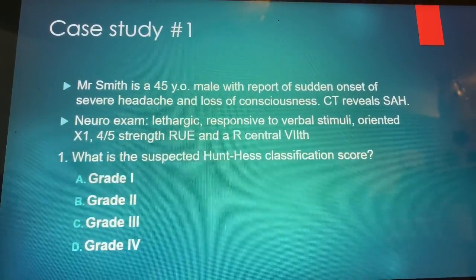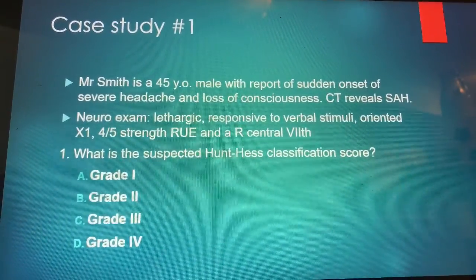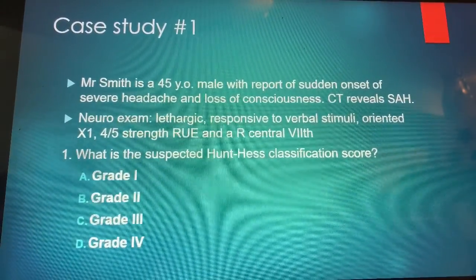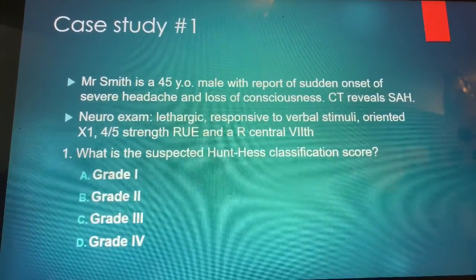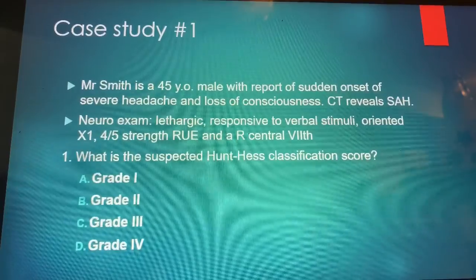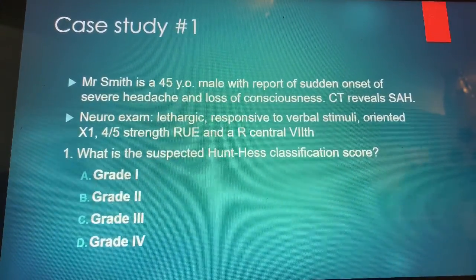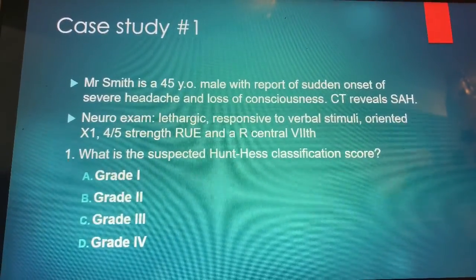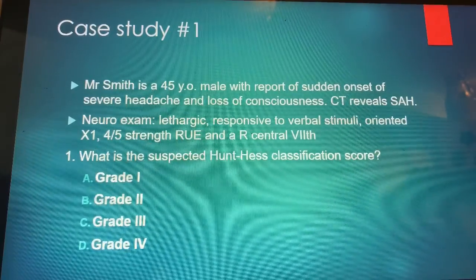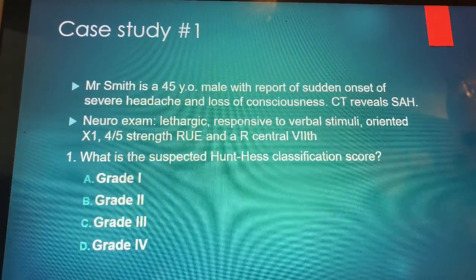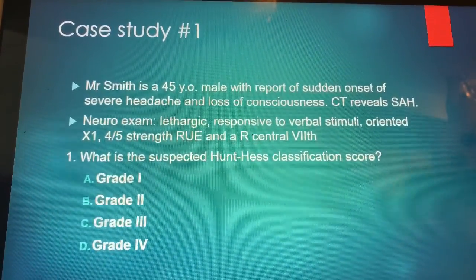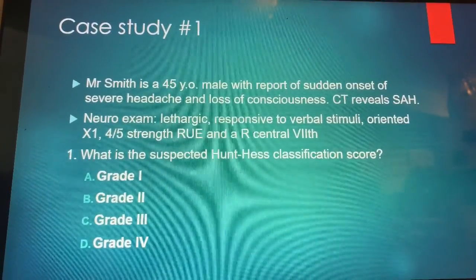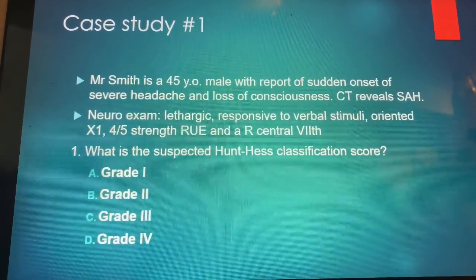All right, so turn to your partner and let's think about this. You can go back and review the Hunt and Hess and Fisher grade classification scales. What do you guys think is his Hunt and Hess classification grade? All right, everyone have their answer?